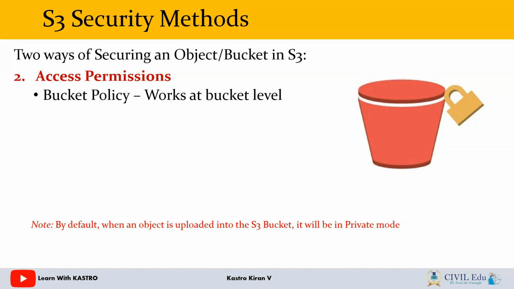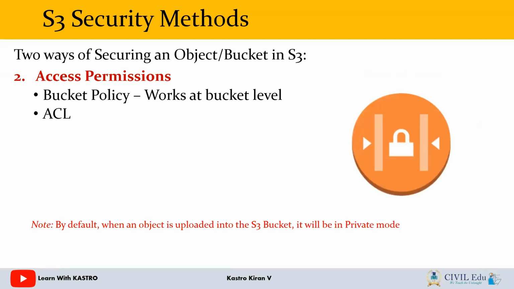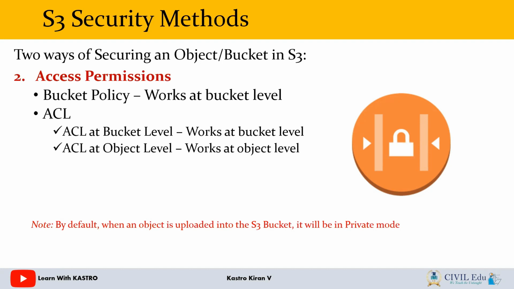And the second layer of security in access permissions is known as ACL, that is access control list. Now here, ACL can work in two different layers. One is at bucket level and the second one is at object level. We have already talked about how to enable the ACL, how to disable the ACL, what are the advantages of enabling the ACL, and what are the advantages of disabling the ACL. All these things we have talked about in the previous videos. If you want, you can refer to the previous videos.